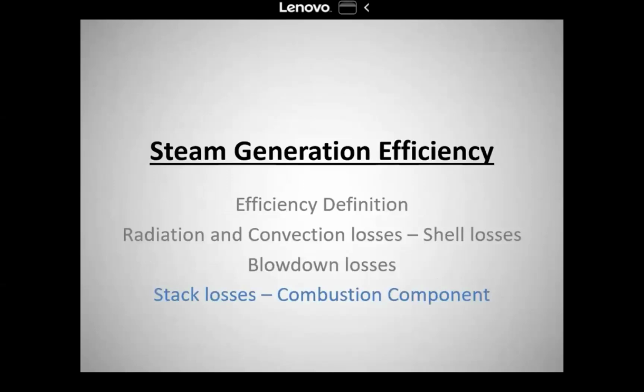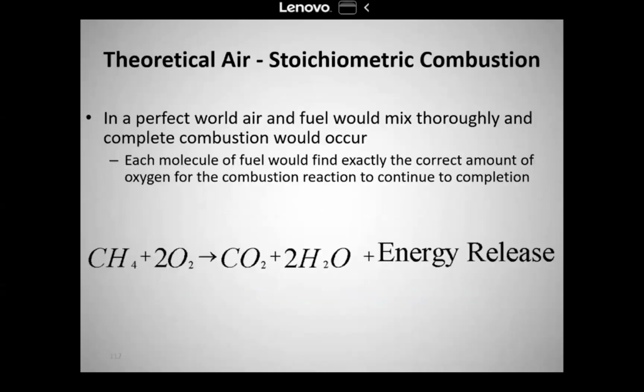We'll use the measure tool to do that for us. Okay, combustion component. Okay, so stoichiometric combustion. Let's burn a little methane here. A little CH4, a couple of O2s. We're going to do it right. We get CO2 and 2 H2Os plus energy. Okay, that's doing it right. We don't have any of those COs over there.